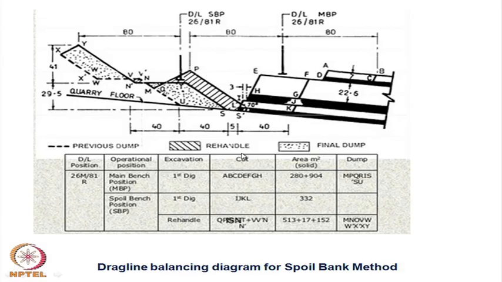You can see here in a spoil bank method balancing diagram, this is the top seam and these two seams are also there. So, the dragline is sitting over here and this material is thrown over here, and then when this has gone, the machine will be coming over here, and from there it will be cutting this lower parting and placing it over here. So, this is the way the dragline balancing diagram will have to be drawn.